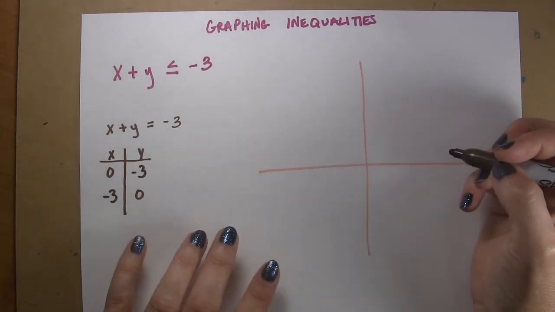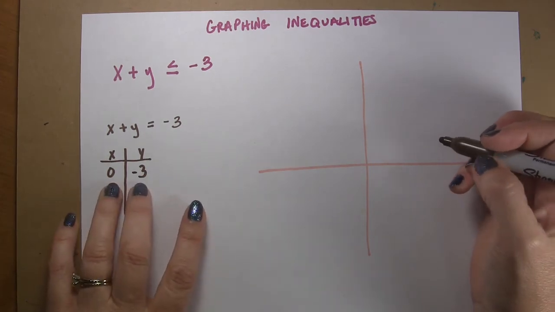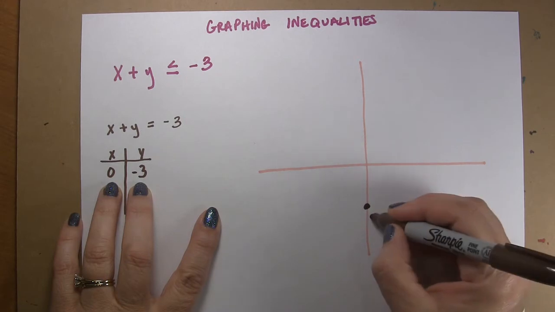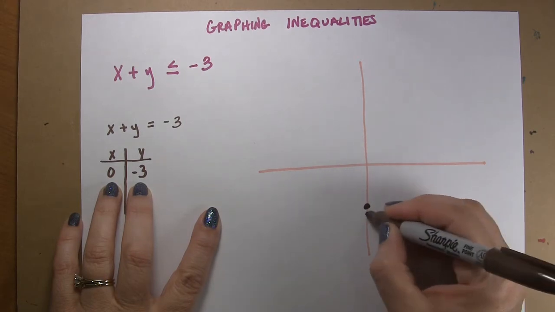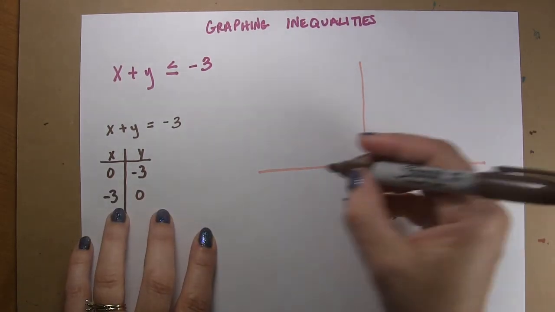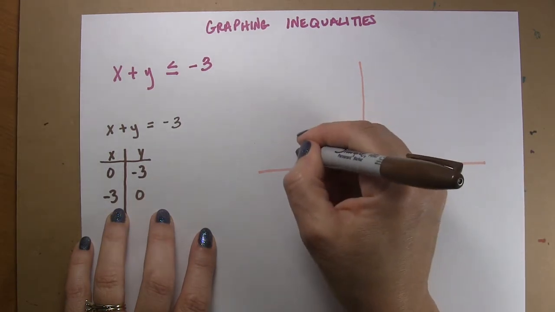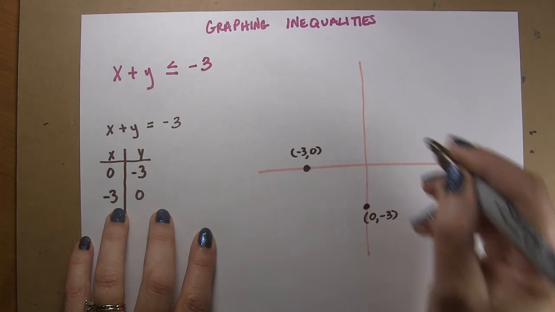So now let's put these dots on our graph. So x is 0, y is -3, that's about right here, (0, -3). And here we have x is -3, y is 0. So this will be (-3, 0), okay?